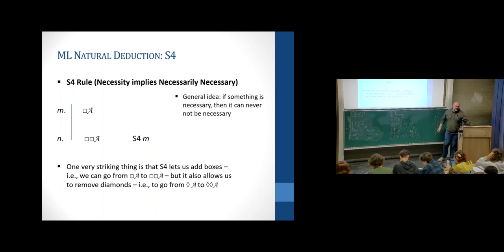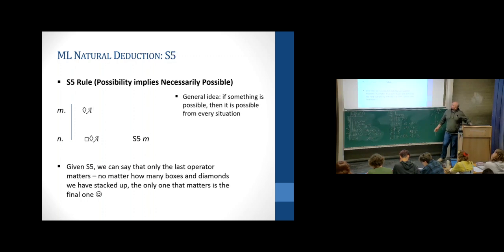And our last system, S5, the last thing we want to talk about. S5 is the one that in some ways is the most intuitive. It's that if something's possible, then it's necessarily possible. To put it in terms of Rob running 25 miles an hour, it's that if it's possible for Rob to run 25 miles an hour from here, then every possible situation can get to one where he runs 25.